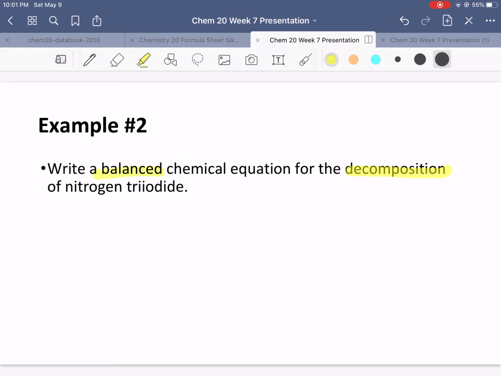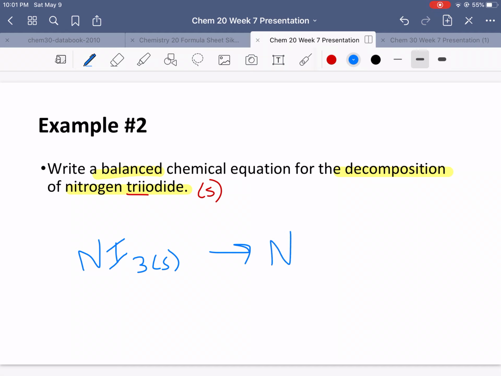Check out the next example. Balanced equation. Type of reaction is decomposition of what? Nitrogen triiodide. Notice, we've got a prefix, tri. That means this is a molecular compound, which again means I would tell you the state of matter. I wouldn't expect you to know. It is a solid. So we're going to take nitrogen triiodide, NI3, and it's NI3 solid. When this thing splits up, it's going to be N2 gas, and iodine is also diatomic, so I2. Check your states of matter on the periodic table.